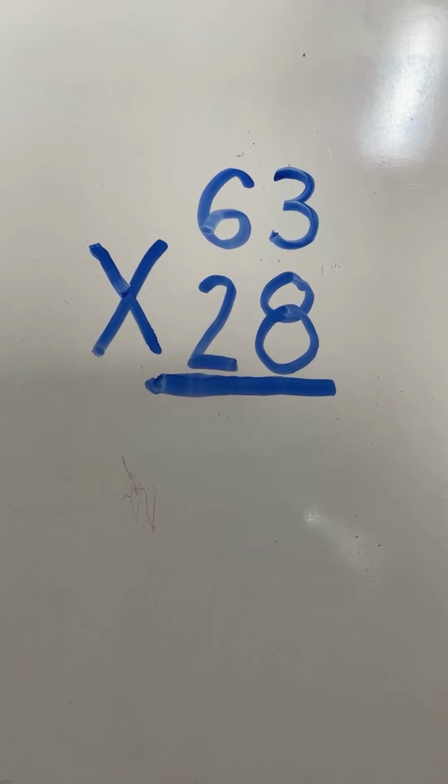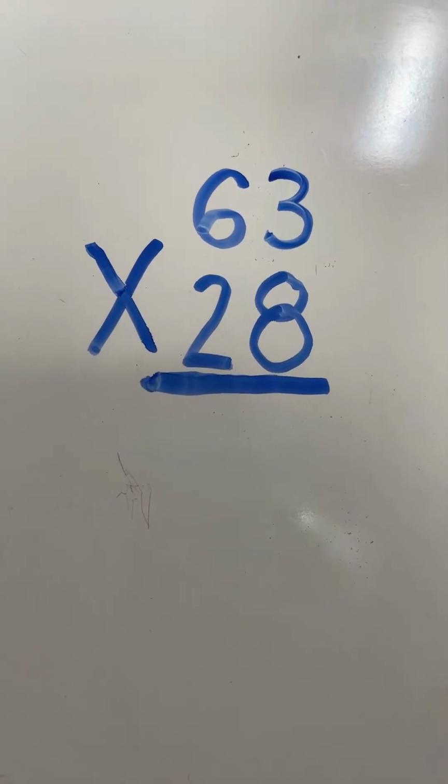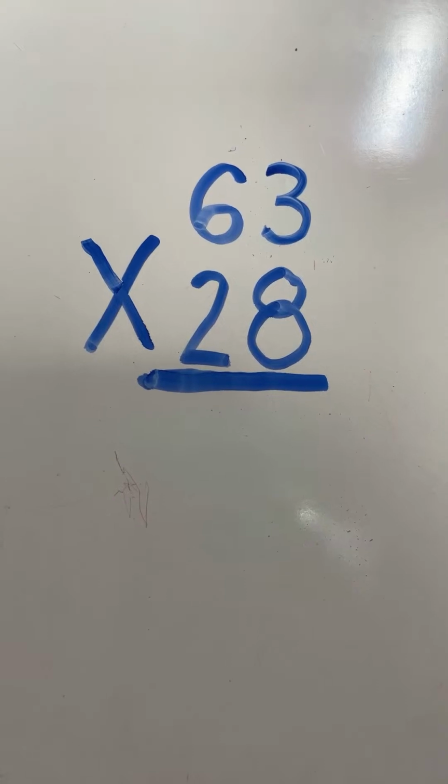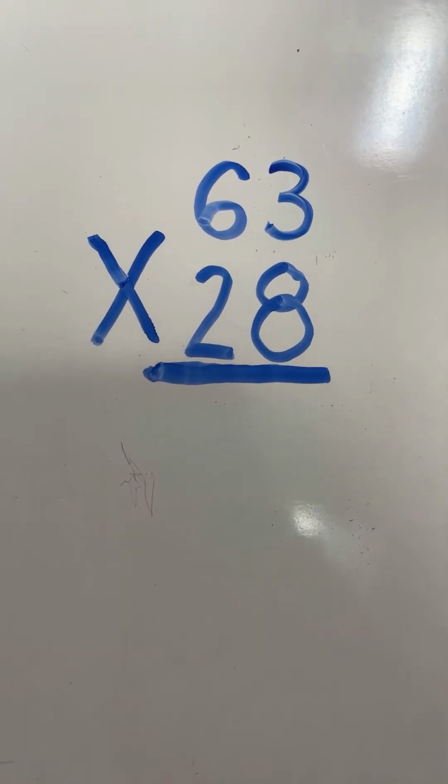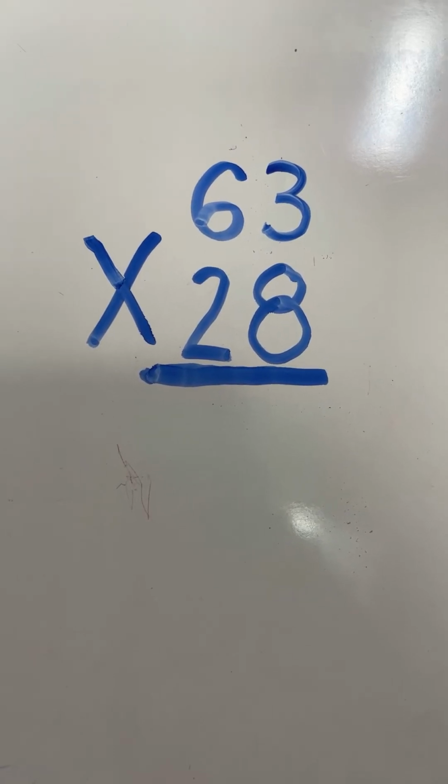So this video is going to be a review of 2-digit by 2-digit multiplication. 63 times 28 is our first example problem, and I'm going to go through step by step how to solve that problem.